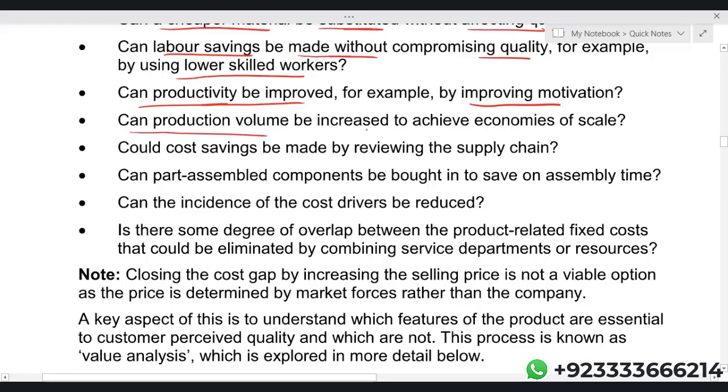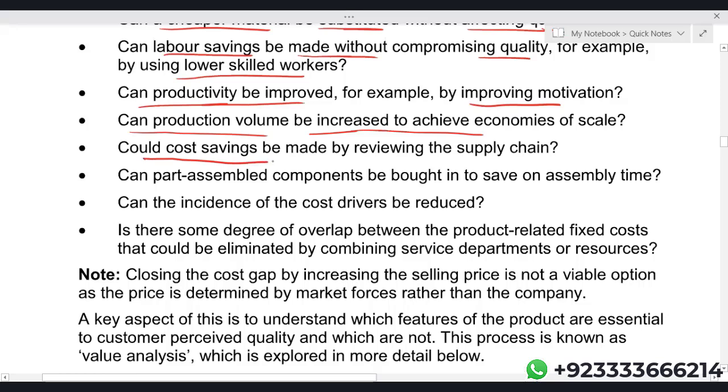Can production volume be increased to achieve economies of scale? Economies of scale means your average production cost per unit will be reduced. So can production volume be increased? Obviously, when volume increases, definitely you will be able to achieve economies of scale. Economies of scale means your average manufacturing cost will reduce.